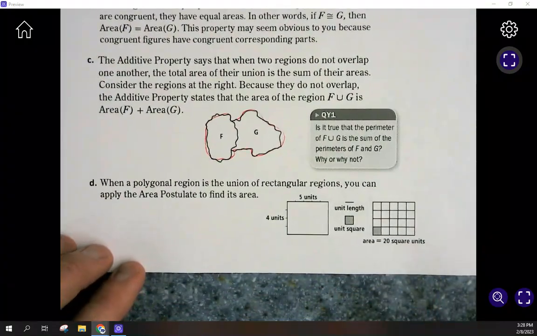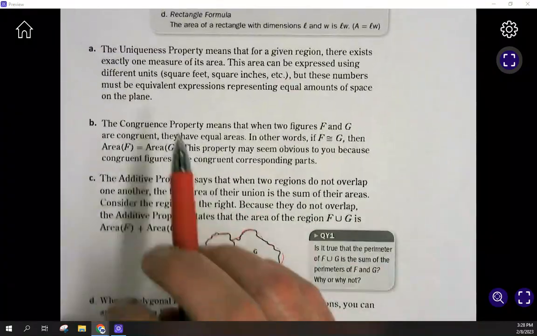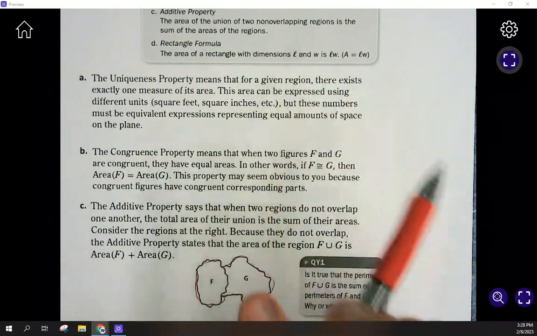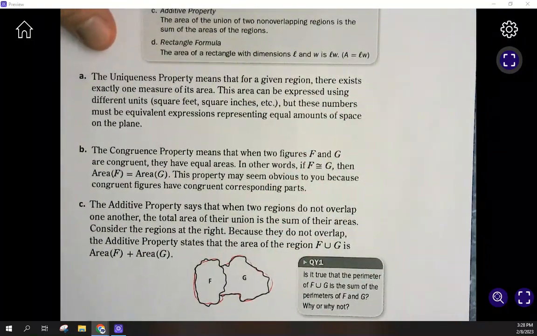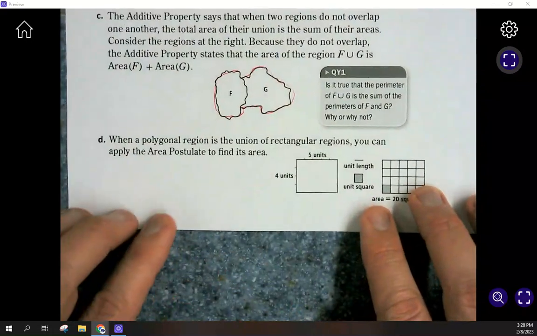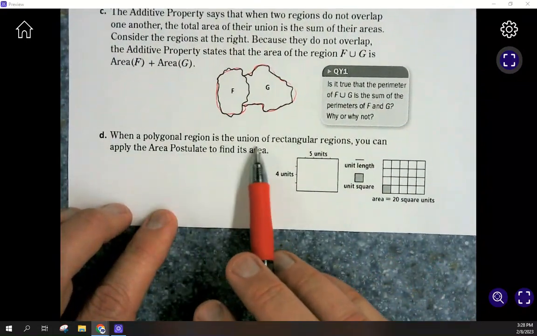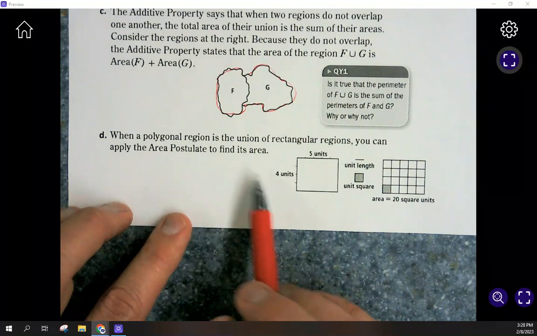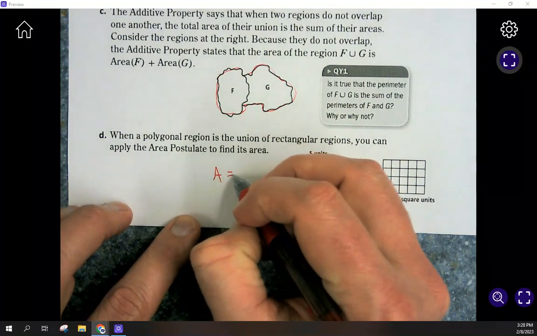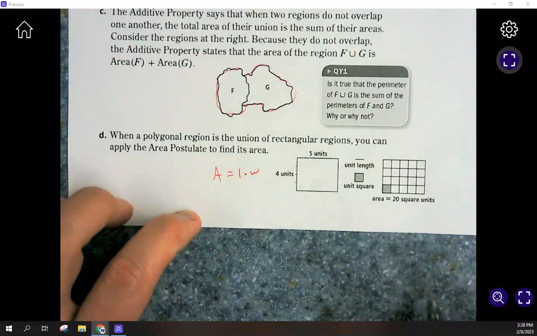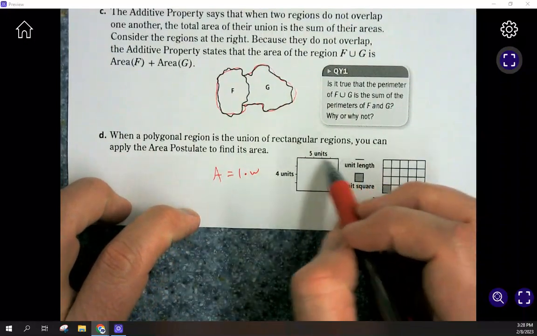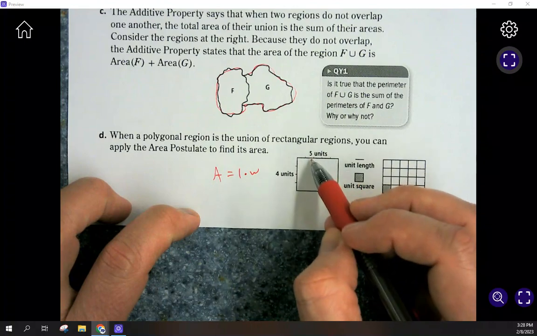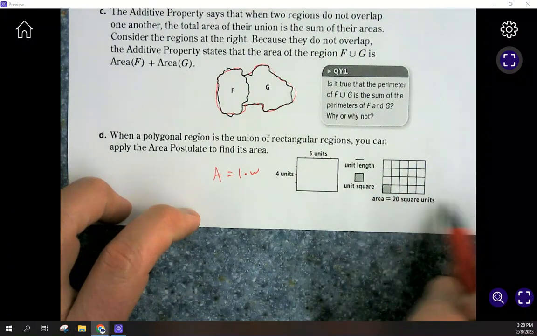And then letter D, basically the area of a rectangle we all know is length times width. The area of everything boils down to that. So when a region is the union of rectangular regions, you can just apply the area postulate to find its area. Area equals length times width. So we have length times width here, 5 by 4. If you want to know the area, you just multiply 5 times 4, and it's 20.